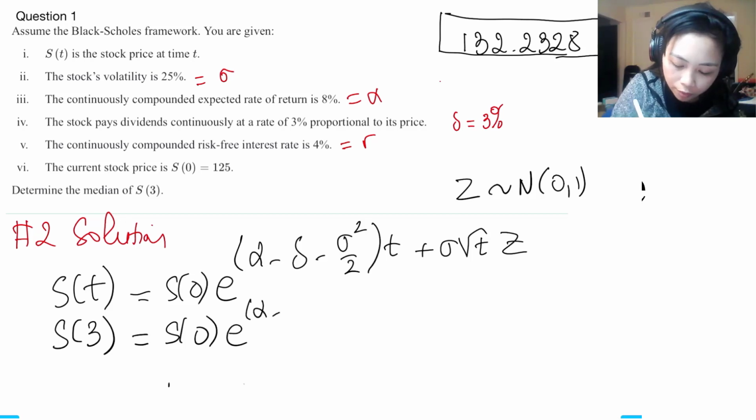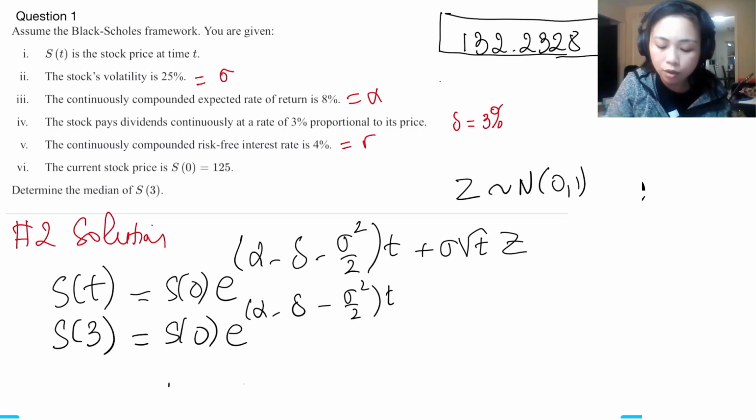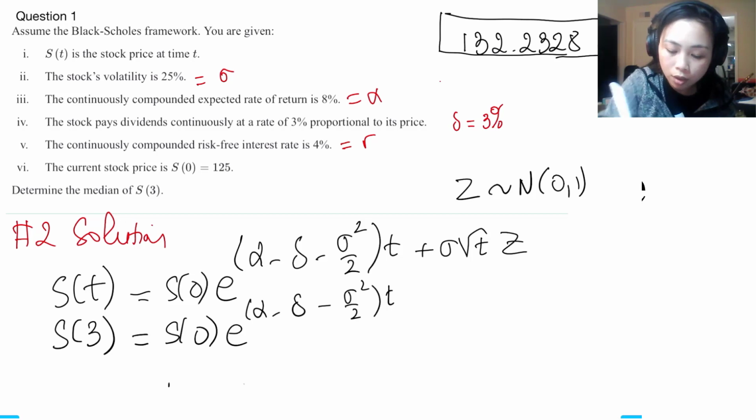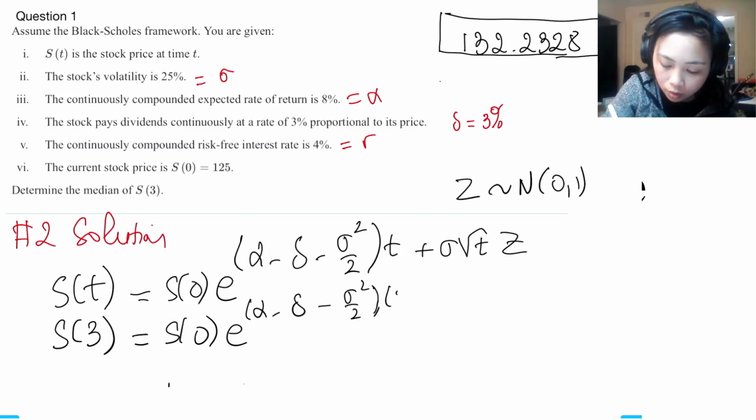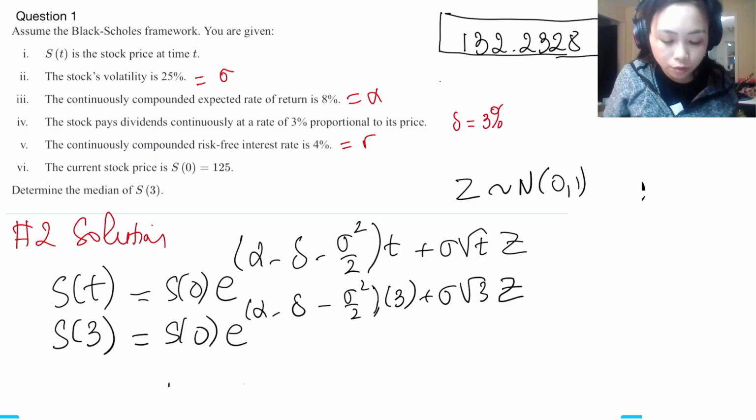See that, z. So now in order to find the median of S of 3, we can first find the median of z and then replace it into this equation to find the median of S of 3. But what is the median of z? Z is a standard normal distribution, so when you look at the distribution, z should follow a bell shape. Right, bell shape is a symmetric unimodal.